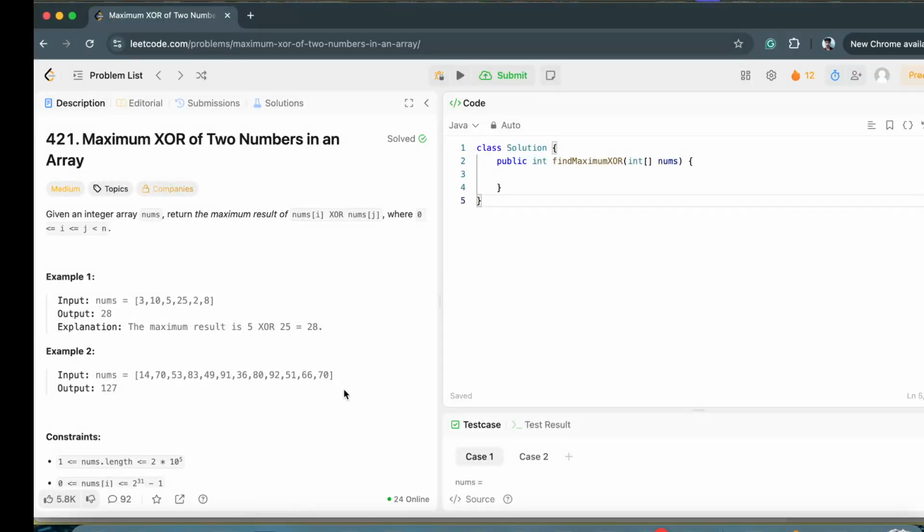So let's solve this LeetCode question 421, Maximum XOR of Two Numbers in an Array. Today's LeetCode question is quite easy, so yes, I decided to cover this one. Let me read the problem statement.